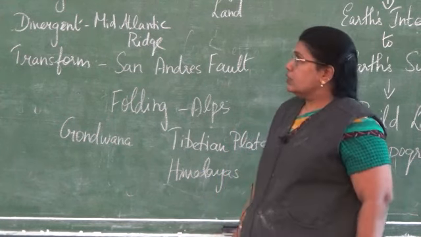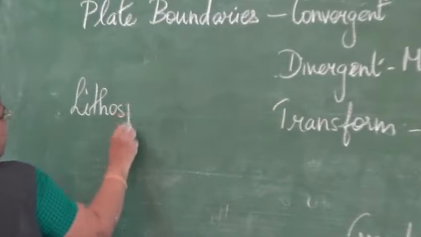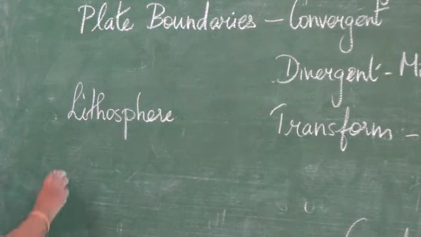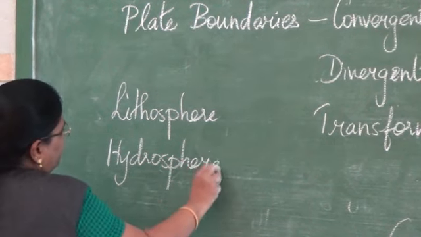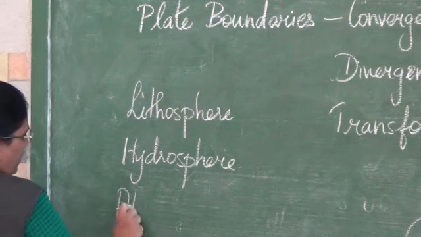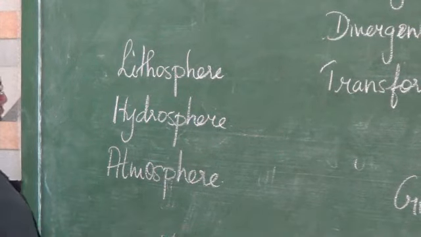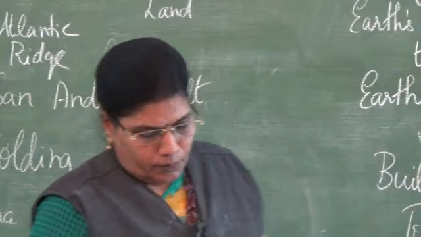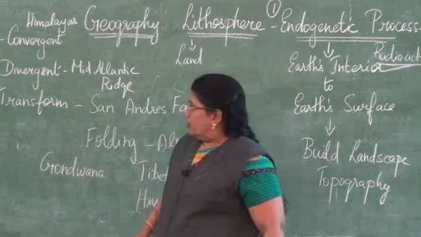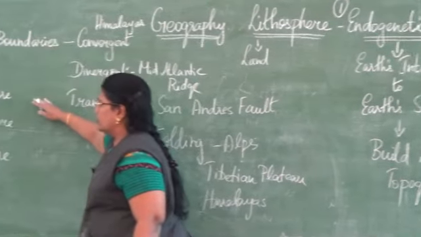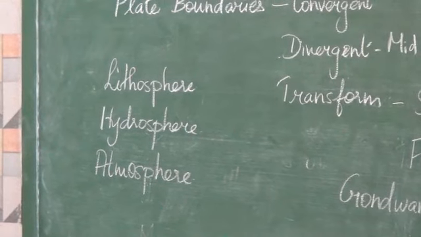The lithosphere is the solid part of the Earth. The hydrosphere is the water bodies present on the Earth, and the air is the atmosphere present on the Earth. All these three together form the biosphere, where life forms exist on the Earth. The lithosphere is the solid part, the hydrosphere is the watery part, and the atmosphere is the layer that envelops the entire Earth.